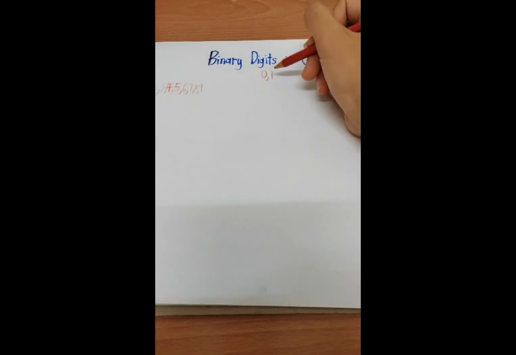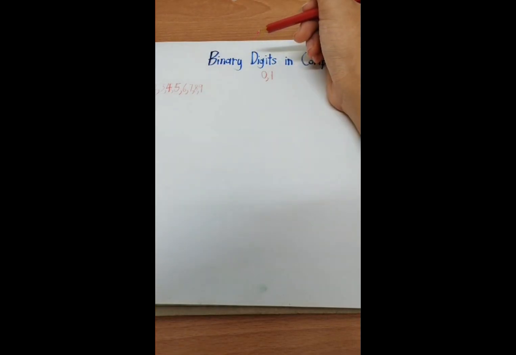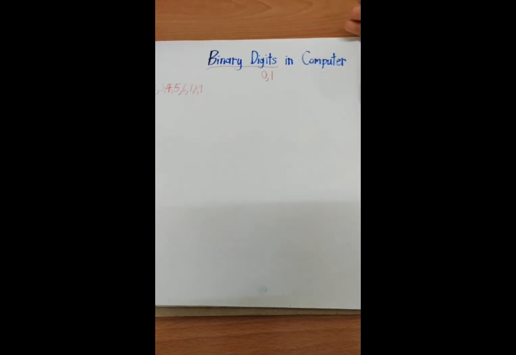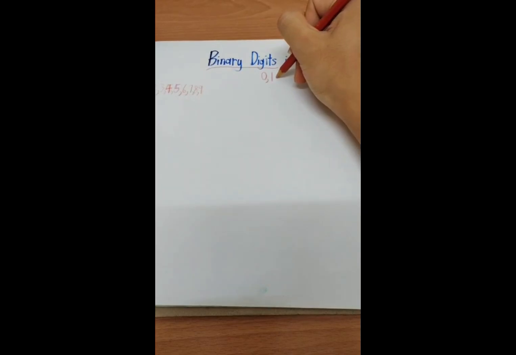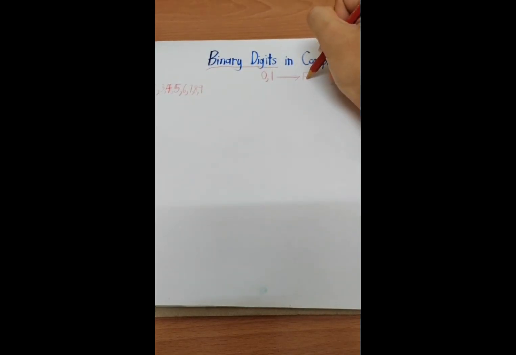Binary digits only contain two numbers, 0 and 1. The short form of binary digit is bit. A bit means only a single number, either 0 or 1. When there are a lot of bits, they can create a file, video, or image through the combination of bits.